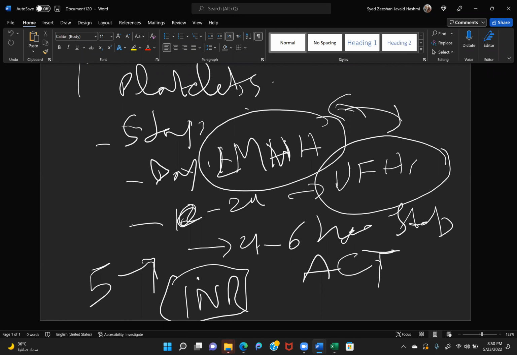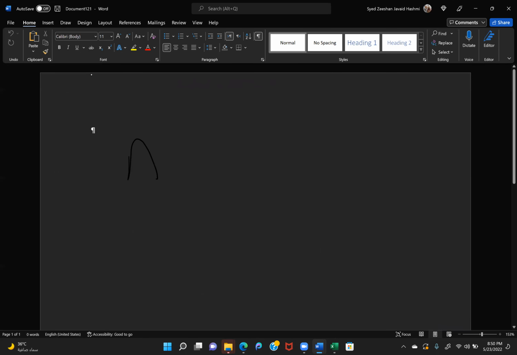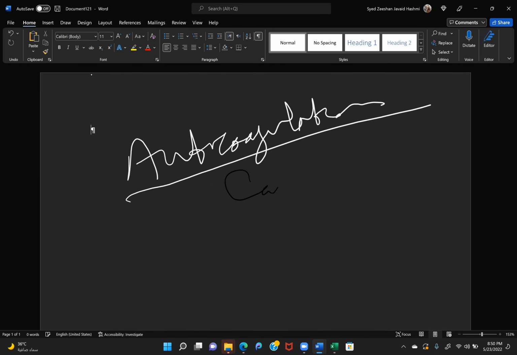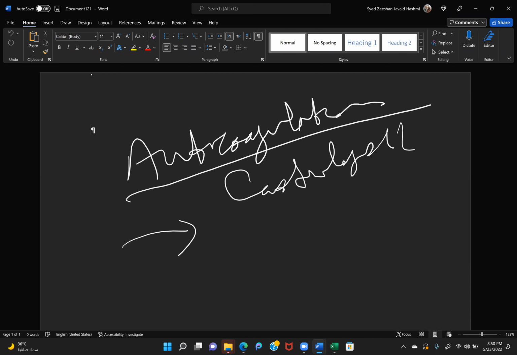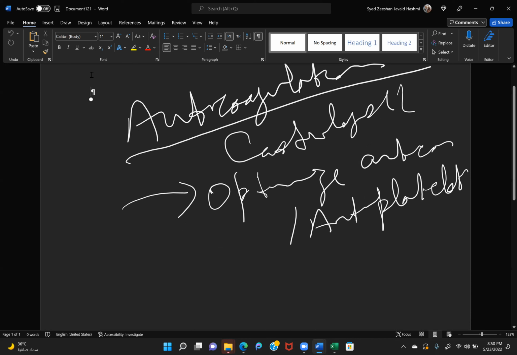We discussed before, there is an anticoagulation team. Okay. The anticoagulation team are actually cardiologists. Okay. And their duty is to optimize these anticoagulants and antiplatelets. Okay. So this is how you have to approach these patients.